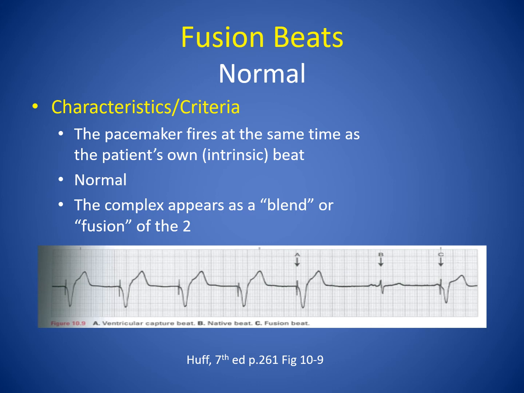The thing that you're going to see differently within the rhythm strip, as you can see on A, B, and C, on the C complex, is a kind of combination or blend of a pacer spike and the patient's own intrinsic beat. So a fusion beat is basically a blend of both a pacer and an intrinsic beat, and it is normal. The patient is trying to create their own heartbeat, but the pacer did not sense it and says, oh, I'm ready to go, but it just happened to happen at the same time.